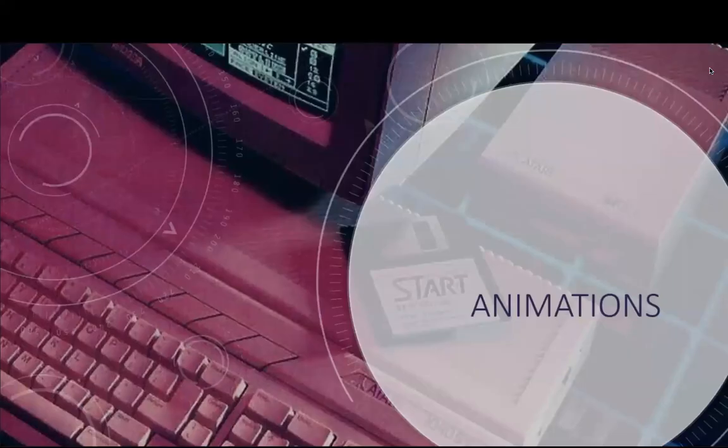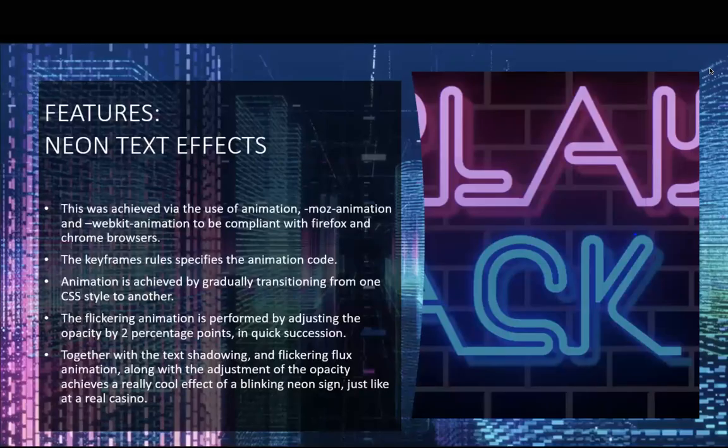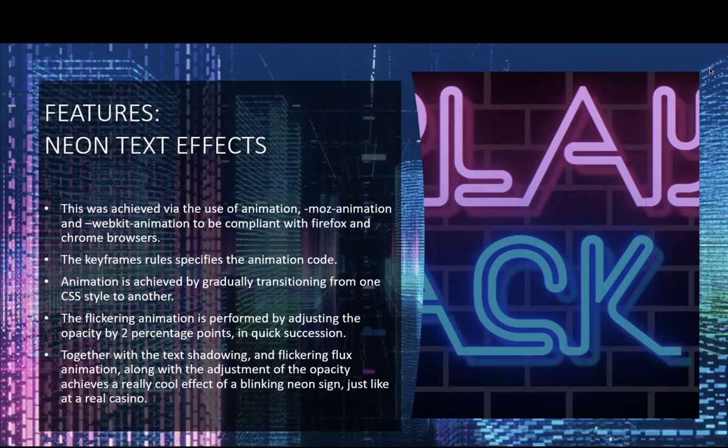The next section is our animations. For our first animation, we had the neon text effects. This was achieved via the use of animation, Moz animation, and WebKit animation to be compliant with both Firefox and Chrome browsers. The keyframe rules specify the animation code. Animation is achieved by gradually transitioning from one CSS style to another. The flickering animation is performed by adjusting the opacity by 2 percentage points in quick succession. Together with the text shadowing and flickering flux animation along with the adjustment of the opacity, it achieves a really cool effect like a blinking neon sign in a casino.